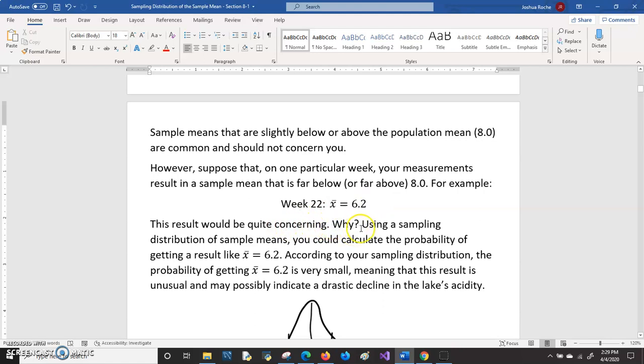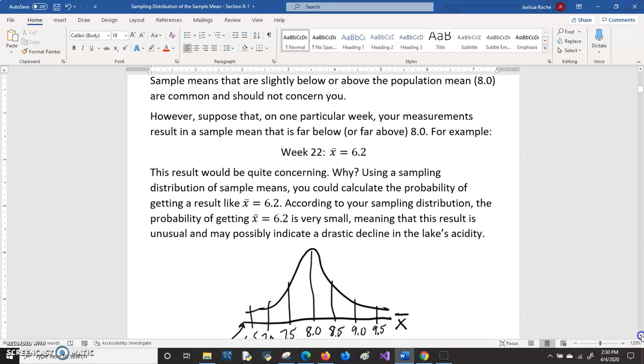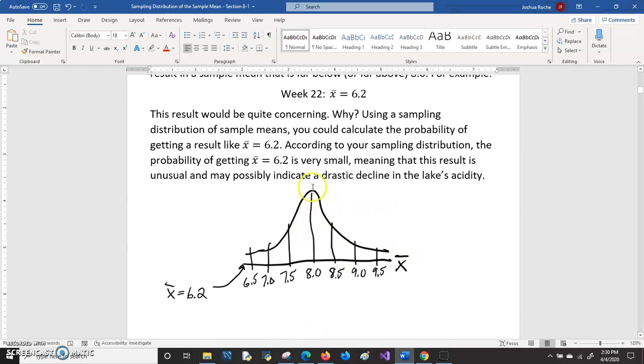And why is that? Well, the reason is that using a sampling distribution of sample means, you could calculate the probability of getting this as a result, of getting a sample mean of 6.2. And if this was our sampling distribution, a sample mean of 6.2 is way on this side. It's way on the left part of our distribution curve. And that means that it's very unusual. It would be a small probability of getting that for a result.